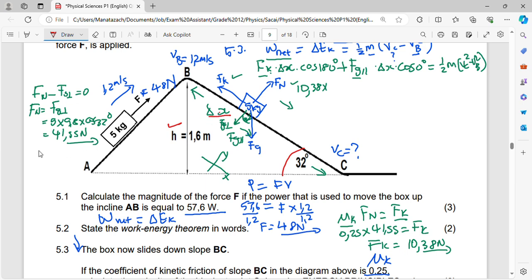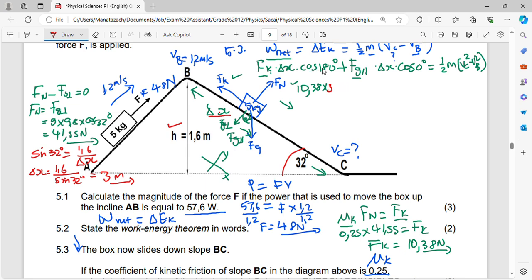So I will say sin 32 degrees is equal to the opposite side, which is h, 1.6, divided by change in x, which is my hypotenuse side. So in this case, it means change in x is equal to 1.6 divided by sin 32. So this will give me 1.6 divided by sin 32. That will give me 3. It's just going to be 3 meters. Now that I know what change in x is, I can replace it there by 3.